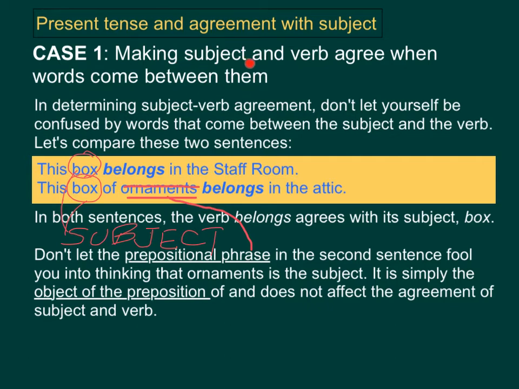我哋喺判斷 subject 主語同埋動詞 verb 嘅一致性嘅時候，要留意唔好俾其他嘅詞語混淆到。喺剛才兩個句子入邊，我哋嘅 subject 都係 box，而唔係 ornaments.